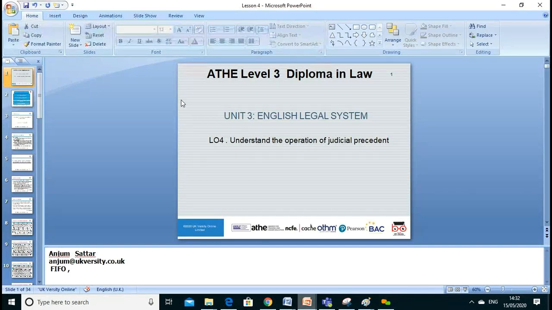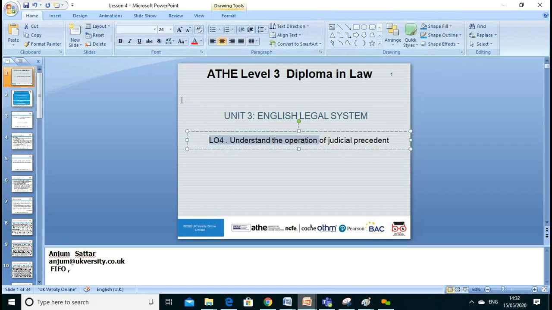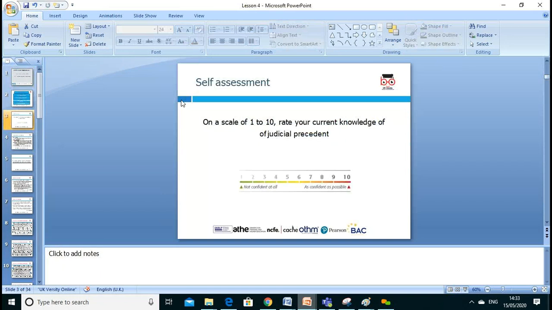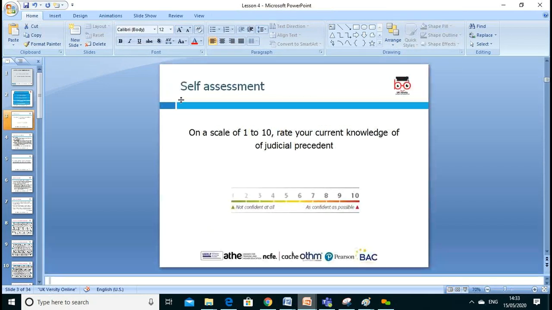Okay, welcome. So we are going to discuss LO4 today. We have 4 assessment criteria and 1 further for merit, so we'll go through all 5. If you have any questions, please drop me an email. If you rate yourself, what do you know about judicial precedent? If you rank yourself on a scale of 1 to 10, what is your current knowledge?